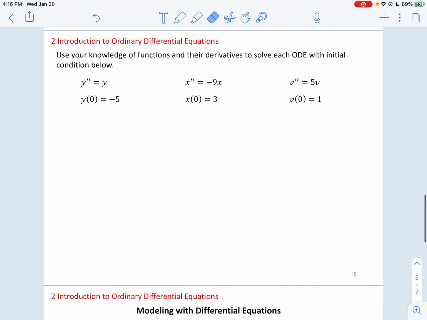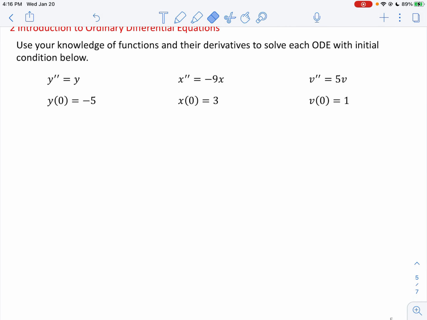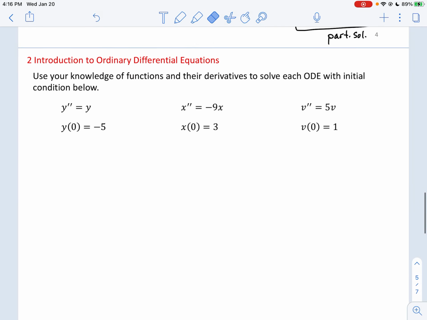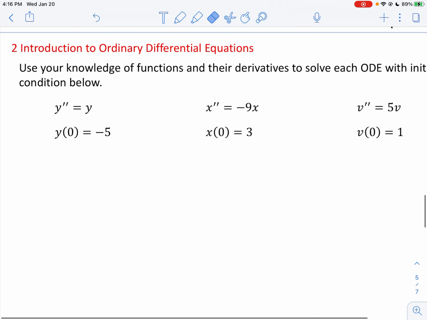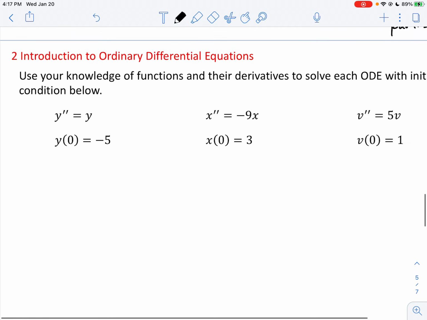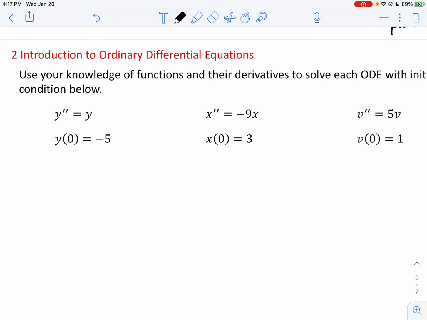All right, let's do a little bit more guess and check with some differential equations, but this time second order, and we won't go to third order, not in today's lecture. That's down the road. Use your knowledge of functions and their derivatives to solve each ODE with initial conditions below. Okay, so now we want a function whose second derivative is equal to the original.